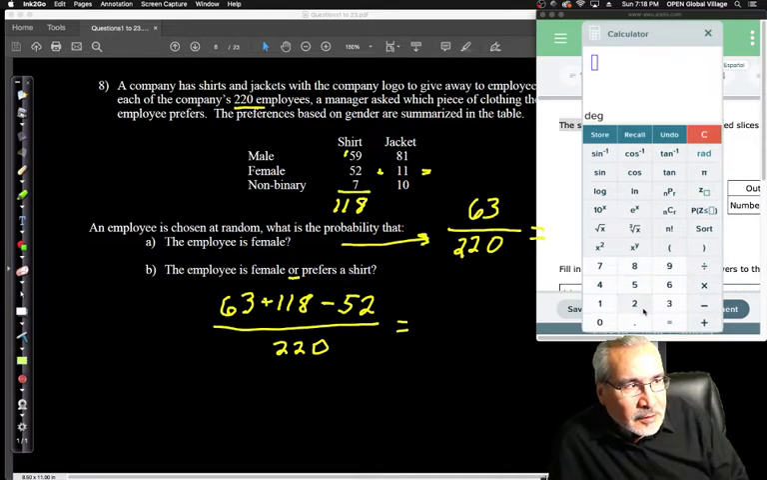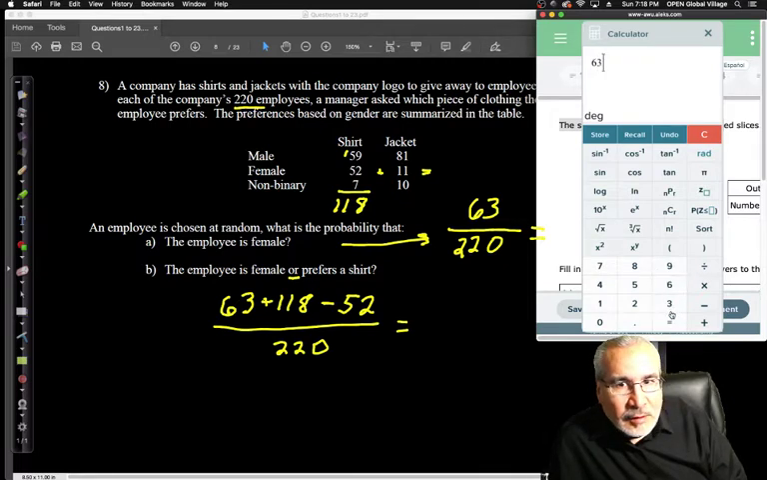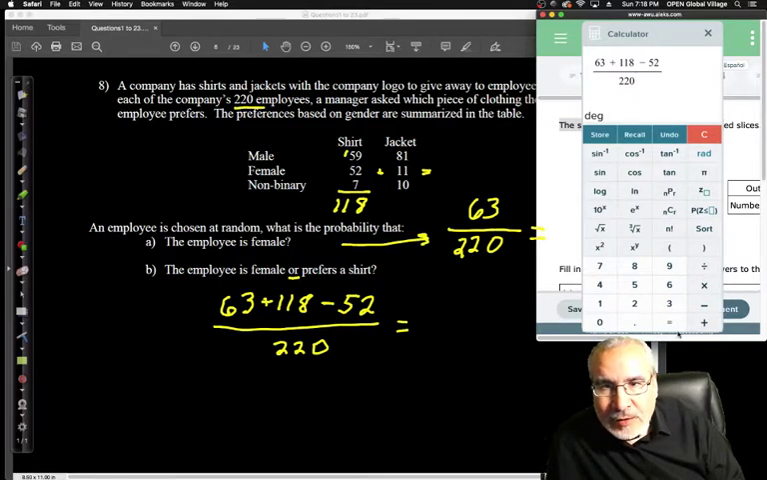Okay, so 63 plus 118 minus 52. And now be careful if you just do divided by 220. This is what I like about this calculator. Watch, if I try to just divide it, oh wait, I want to divide this whole thing. So what do we need to do? We'll undo this. We need to select it all, then divide, and there's our 220. And that'll make sure the order of operations happens correctly.